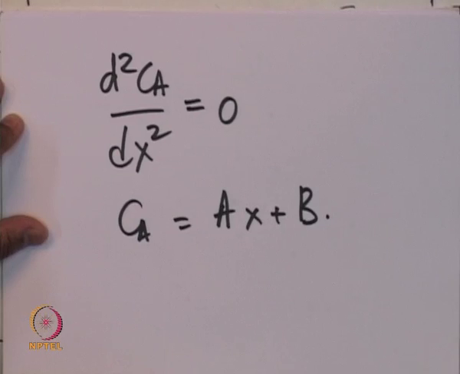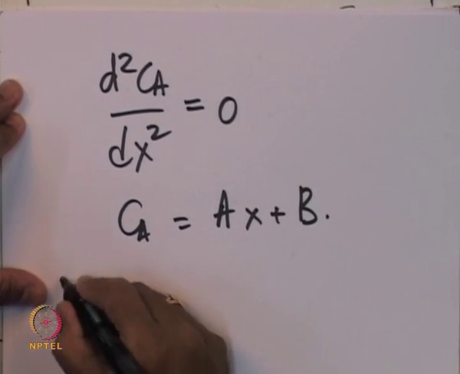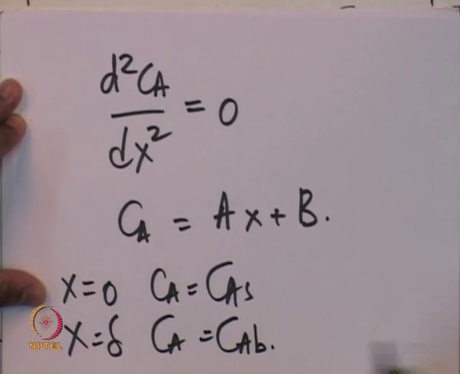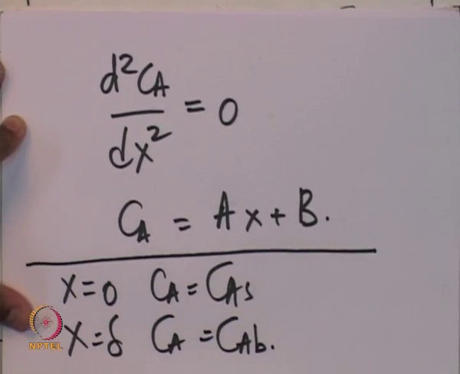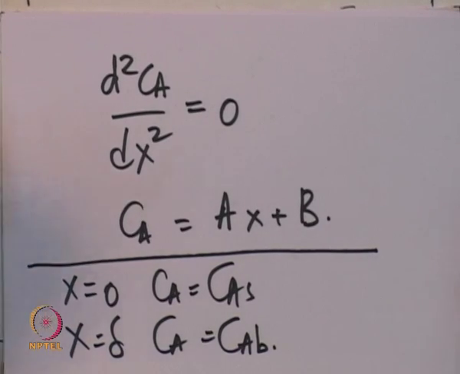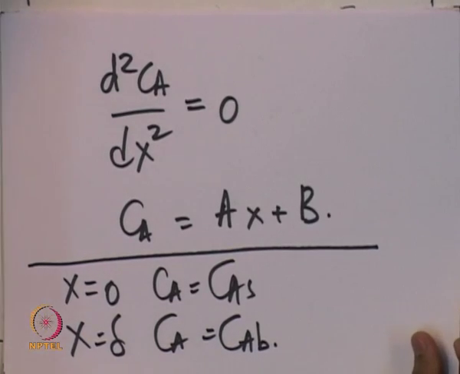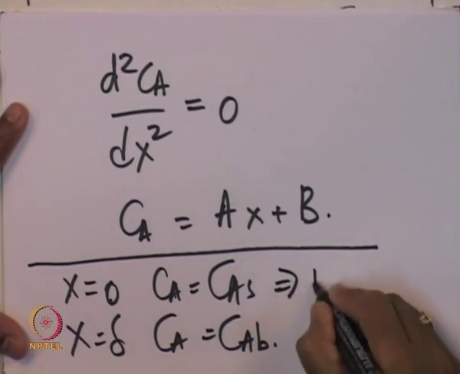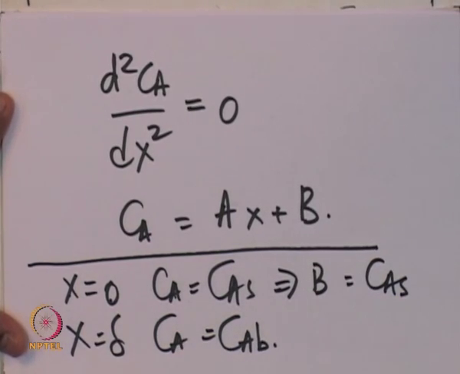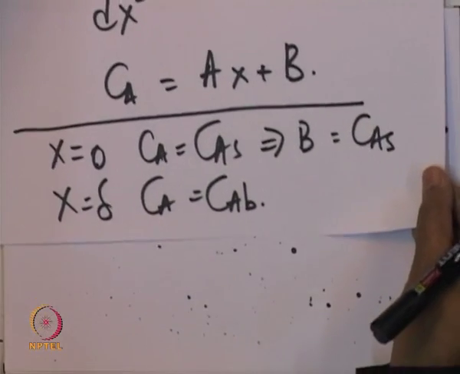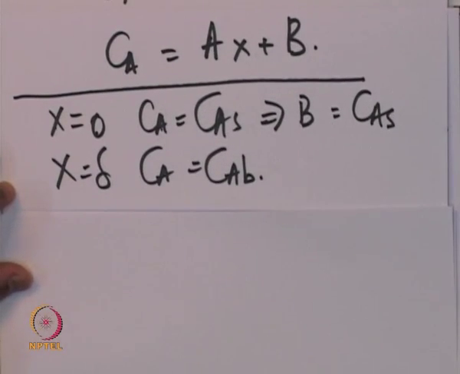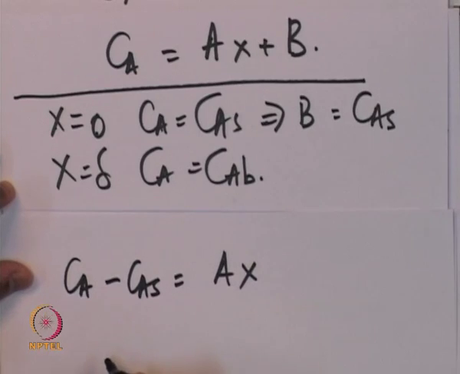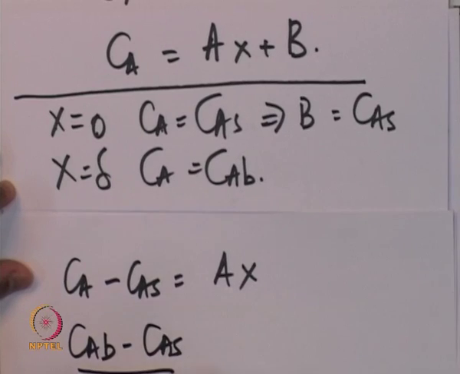Now you will determine A and B by applying proper boundary conditions. What are the boundary conditions? At x equal to 0, CA is equal to CAS. At x equal to delta, CA is equal to CAB. So, determine the values of A and B. First of all, use the boundary condition x equal to 0, CA equal to CAS. That implies B is equal to CAS. Now let us calculate the value of A. CA minus CAS is equal to A x. For x equal to delta, CA is equal to CAB. So, (CAB minus CAS) by delta is equal to A.